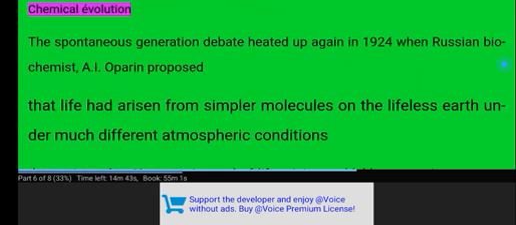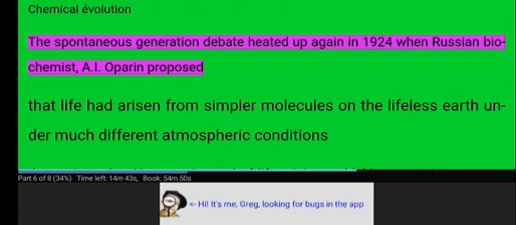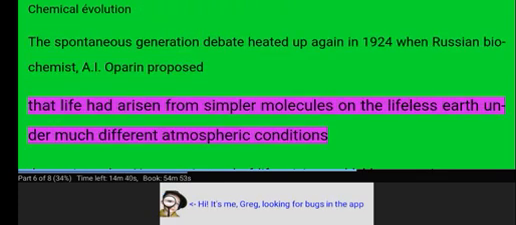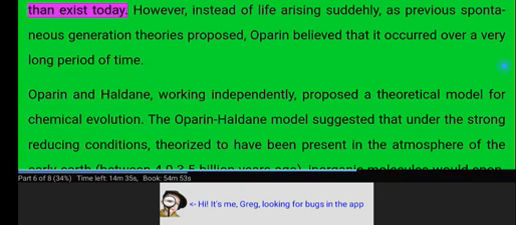A. Oparin attempted to answer this question. Chemical evolution. The spontaneous generation debate heated up again in 1924 when Russian biochemist A. Oparin proposed that life had arisen from simpler molecules on the lifeless Earth under much different atmospheric conditions than exist today.